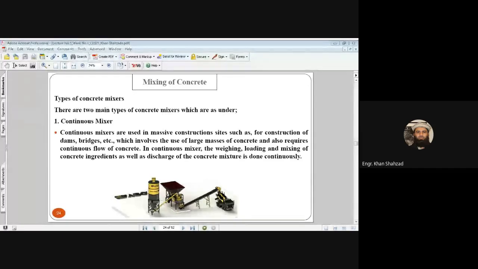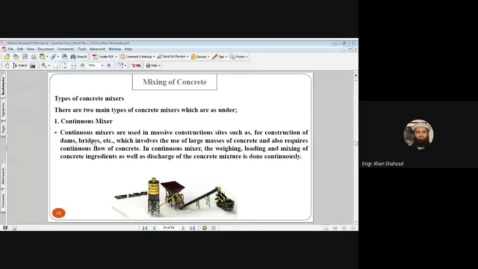There are two main types of concrete mixers. Number one is continuous mixers. Continuous mixers are used in massive construction, just like I have explained in the ready mix plant. So this is a ready mix plant. It is called a continuous mixer as well, for construction of dams, bridges, etc.